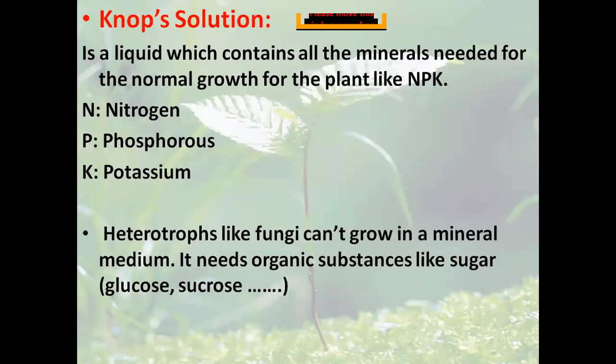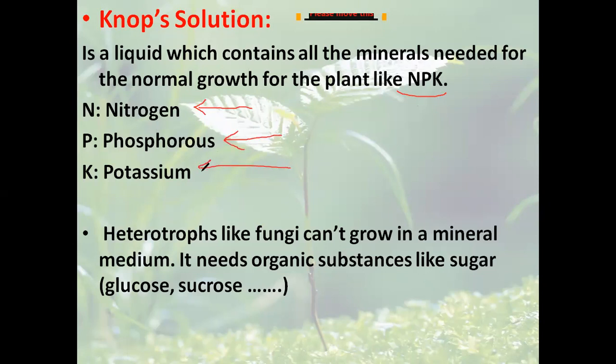Let's move now to talk about Knop's solution. Knop's solution is a liquid which contains all the minerals needed for the normal growth of the plant, like for example the NPK. NPK is an example of Knop's solution, which contains minerals needed for the growth of green plants. As the name suggests, N is for nitrogen, P for phosphorus, and K for potassium.